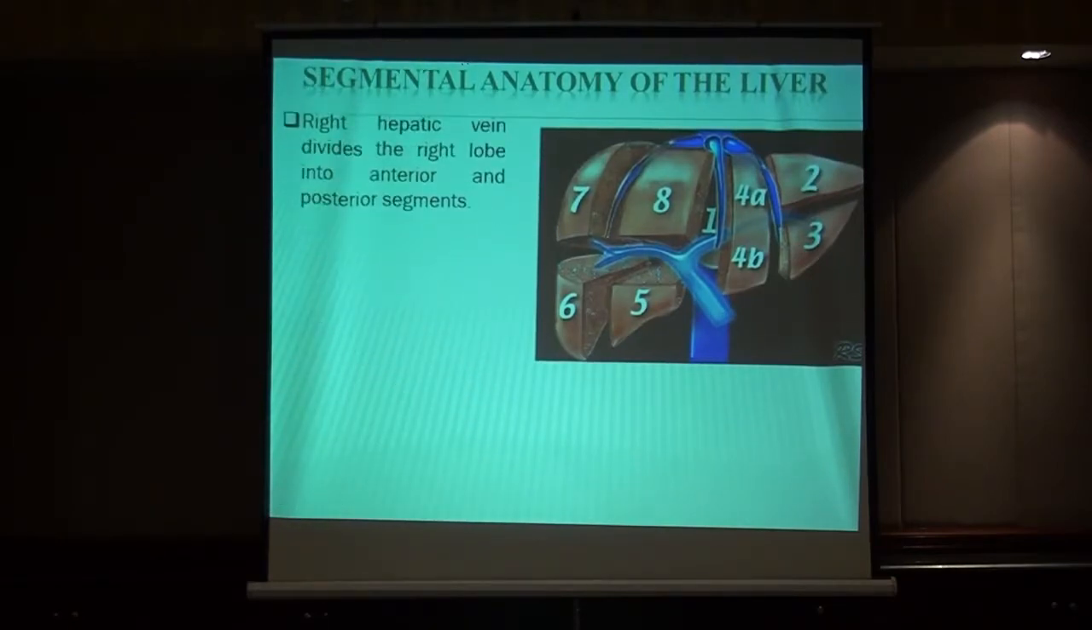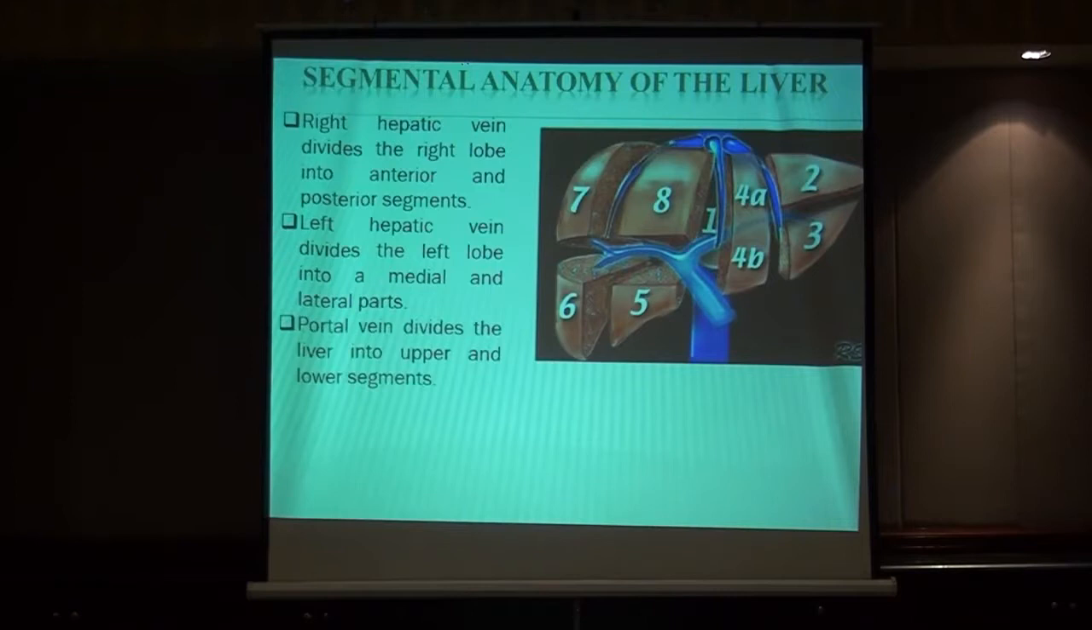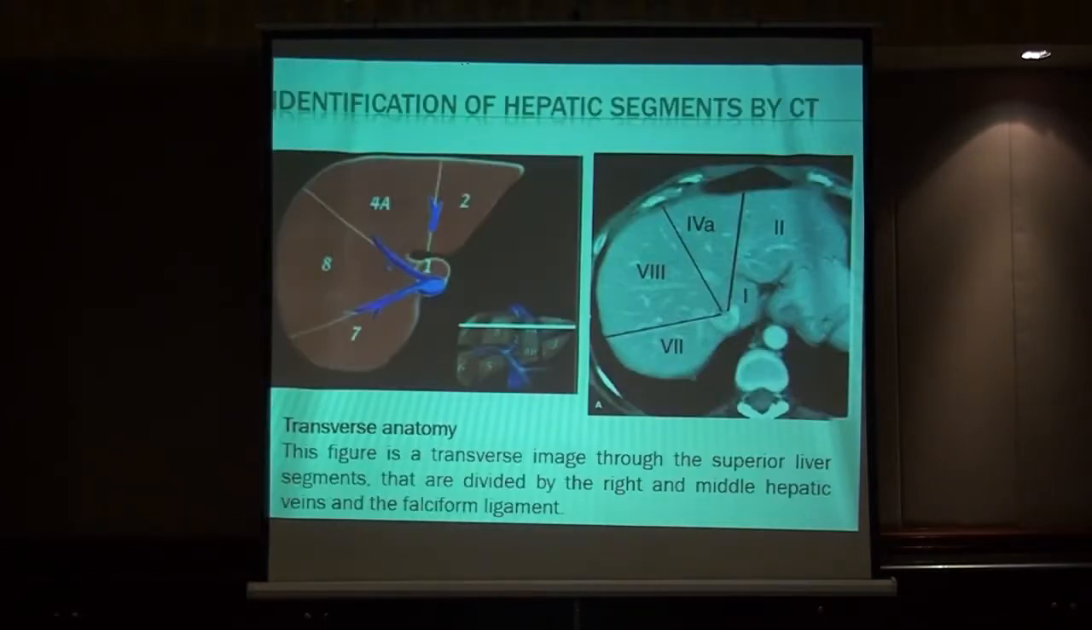Right hepatic vein divides the right lobe into anterior and posterior segments. The left hepatic vein divides the left lobe into medial and lateral parts. Portal vein divides the liver into upper and lower segments. This is the identification of the hepatic segments by CT. Transverse anatomy.